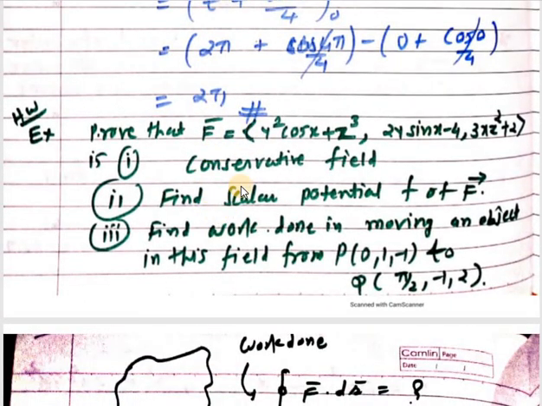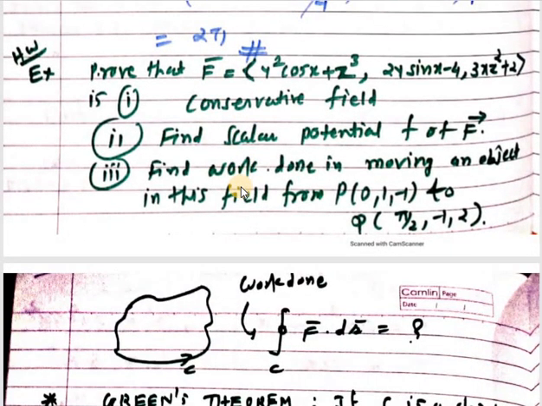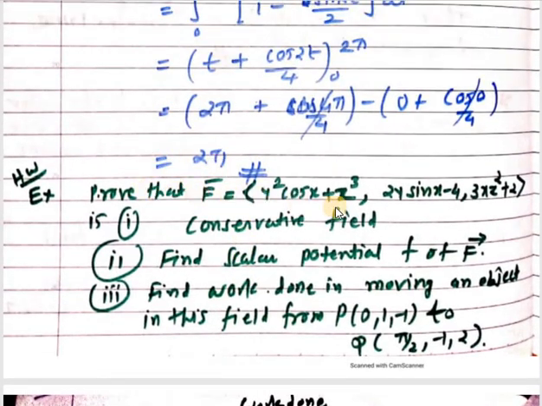And the next one is an example for homework. Prove that this f bar is a conservative field. Find a scalar potential function, and the work done in moving an object in the field from P to Q, as we have discussed in the first example. So you should try this one.